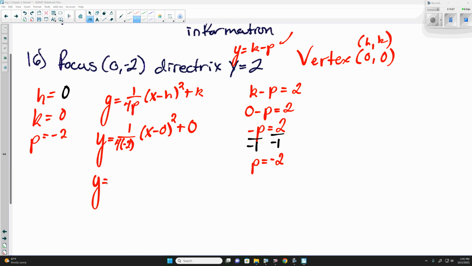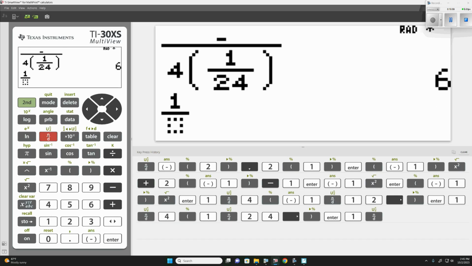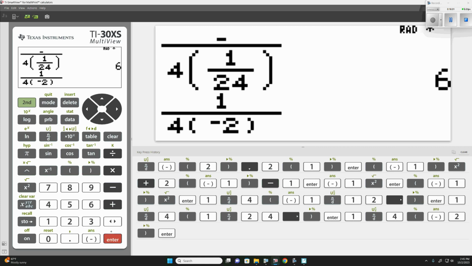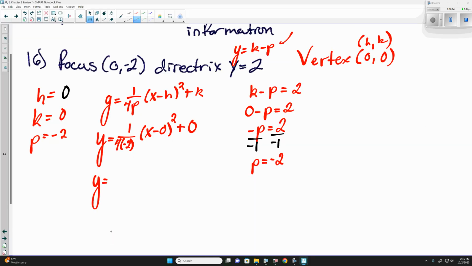Now we could plug that into the calculator. 1 over 4 times negative 2, to simplify that and get negative 1/8. Our x minus 0 squared is going to work out to be just x squared. So we get y equals negative 1/8 x squared. Questions on this here? Questions on anything we've done so far?